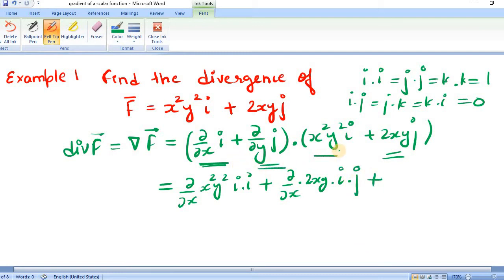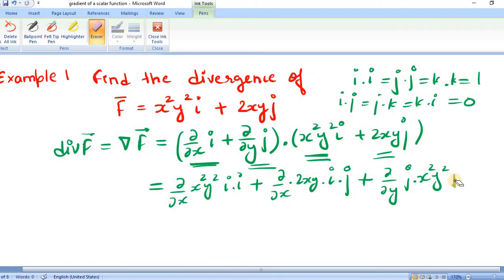Now I'll multiply this term with the first one. So this will be del upon del y, j dot producted by x square y square, and this is i. Okay, this is i, plus the last one. So this thing will be the last term. This is del upon del y multiplied with 2xy, and here we have j dot j.